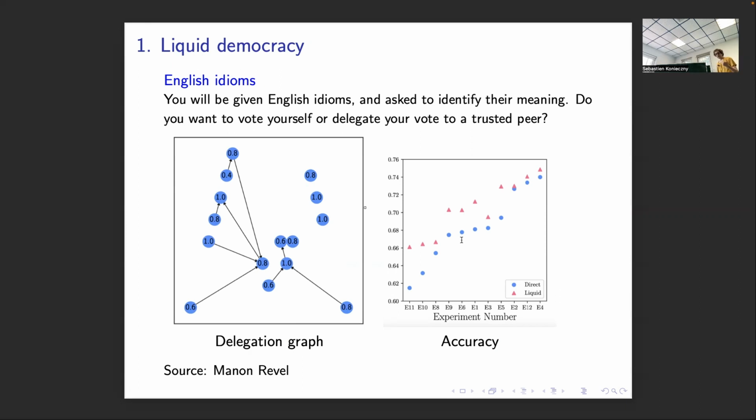So liquid democracy is a nice tool for many things, especially in epistemic social choice problems where you want to identify the truth, because you're able to delegate to someone who you believe is more competent than you. Yes? What happens if there is a cycle? Yes.